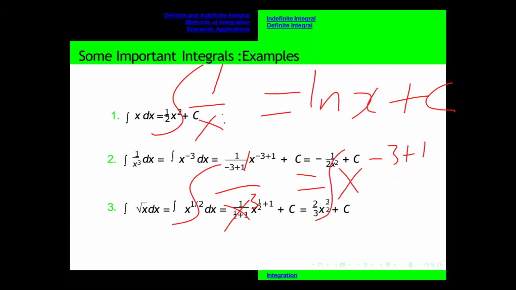Integrate, you add 1 here over negative 3 plus 1, like that. This will be equal to x to the power negative 2 over negative 2, right? Isn't it?